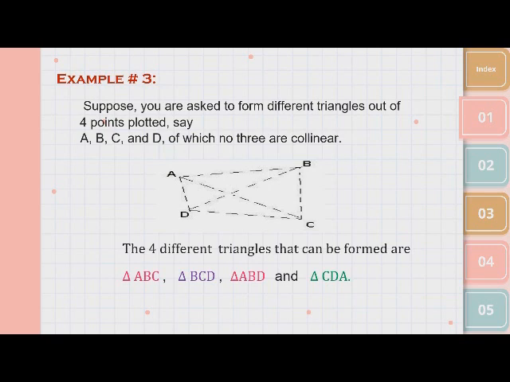How about if you will say, sir, how about ACB? Take note, ACB and ABC, or those triangles, are just the same. If you will name it as BAC, that is also the same as triangle ABC. So we have these 4 triangles only for this example number 3. Okay?